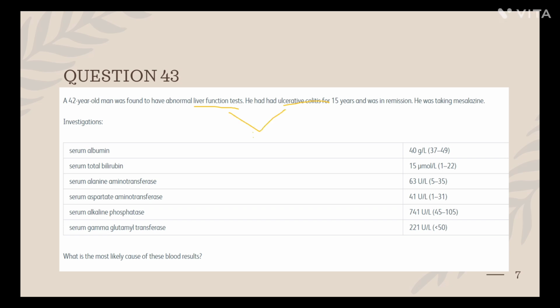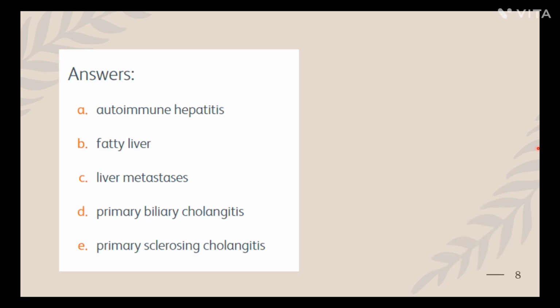Ulcerative colitis can have primary sclerosing cholangitis. Ulcerative colitis is an association with primary sclerosing cholangitis. We'll see the investigations. Albumin is normal, bilirubin is normal, ALT is slightly elevated, AST is okay. ALP is elevated and GGT is elevated, likely a cholestasis-like picture. This is primary sclerosing cholangitis, which has been associated with ulcerative colitis. Both ulcerative colitis and Crohn's, but more associated with ulcerative colitis.